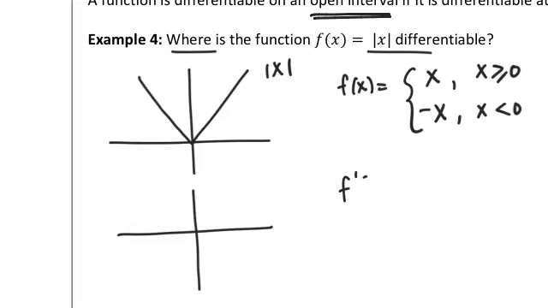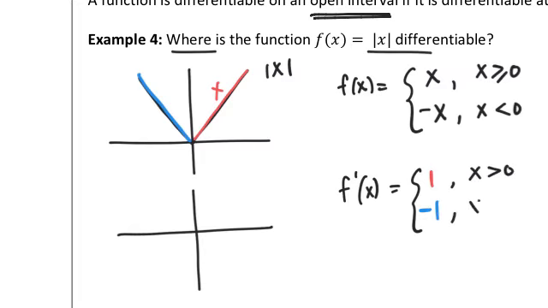We could take the derivative of each of those branches, right? And the derivative of x, well, remember that if you just have a line, the derivative is just the slope of the line. So it's 1 for the red line, and it's -1 for the blue line. And this is x greater than 0, and this is x less than 0.